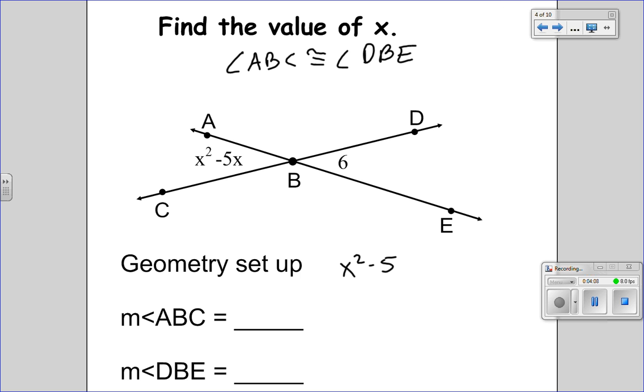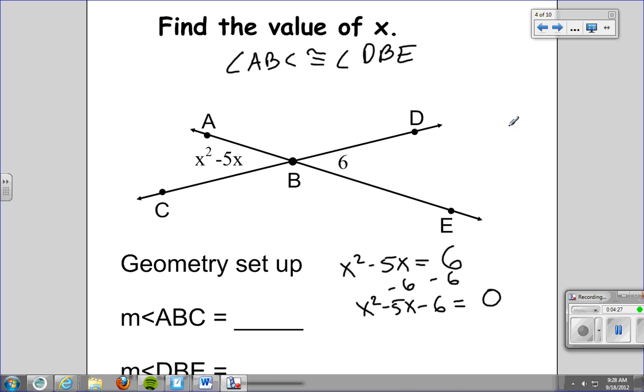x squared minus 5x equals 6. Now, whenever I have an x squared and a middle x term, I need to put it in standard form. So everything needs to be on the same side. So I need to move this 6 on over. That gives me x squared minus 5x minus 6 equals 0, because nothing's left over here.